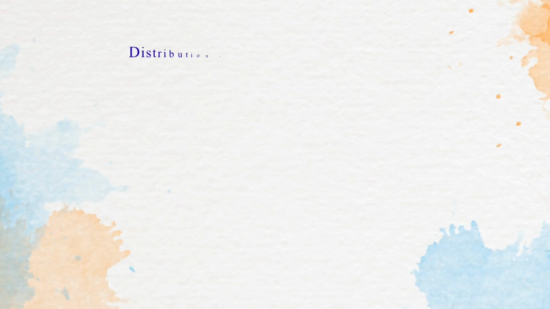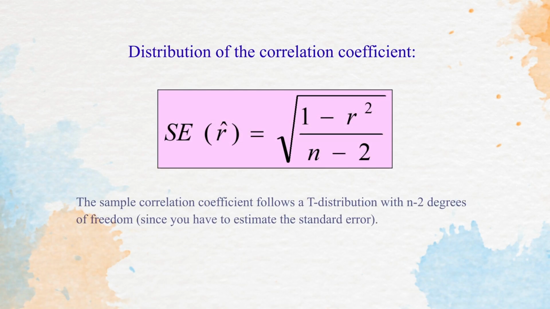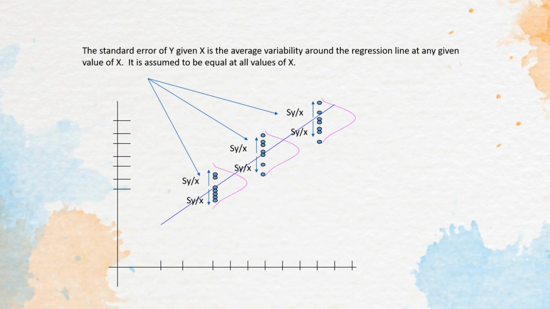Regarding the distribution of the correlation coefficient, the sample correlation coefficient follows a t distribution with n minus 2 degrees of freedom, and you have to estimate the standard error. Like a proportion, the variance of the correlation coefficient depends on the correlation coefficient itself. The standard error of y given x is the average variability around the regression line at any given value of x, and it is assumed to be equal for all values of x.